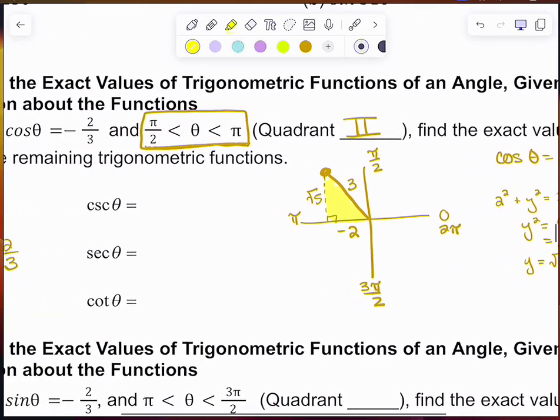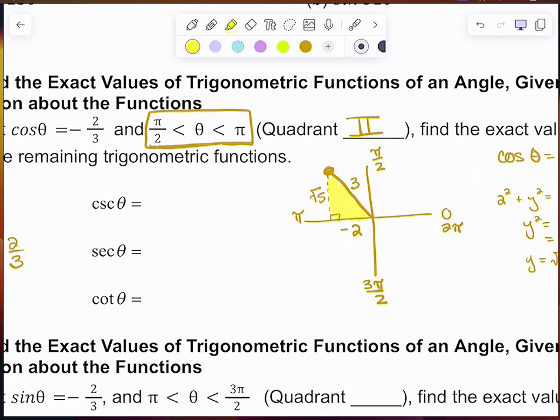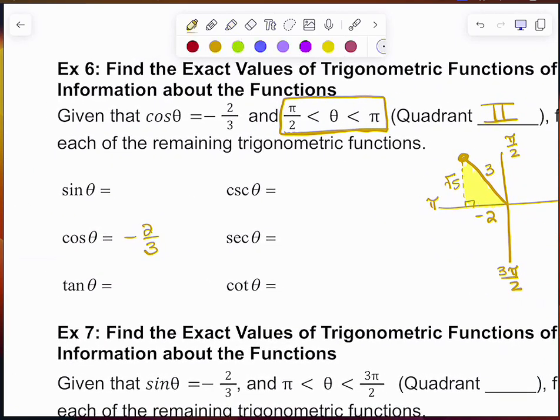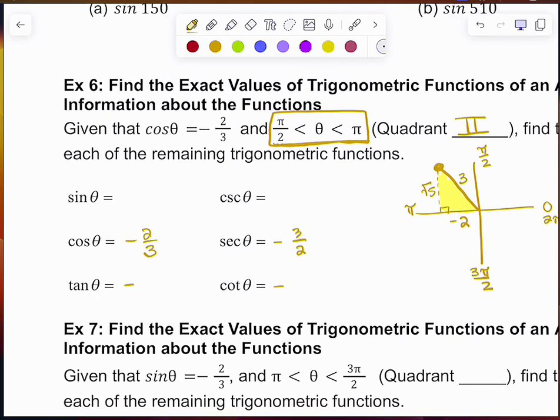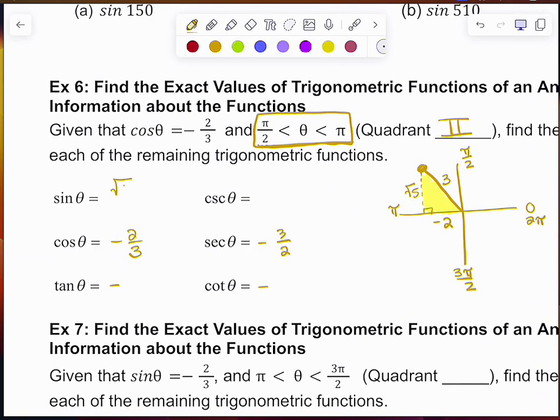Okay, so now that I've got my reference triangle labeled, and I know that cosine is negative and tangent and cotangent are going to be negative, I can fill in my secant. It's negative 3 over 2 like this. And now I just have to do my other ones. So sine, opposite over hypotenuse, is square root of 5 over 3. Cosecant is my reciprocal, 3 root 5 over 5. Tangent is negative. TOA, opposite over adjacent, is square root of 5 over 2. And cotangent is my reciprocal, so 2 root 5 over 5.